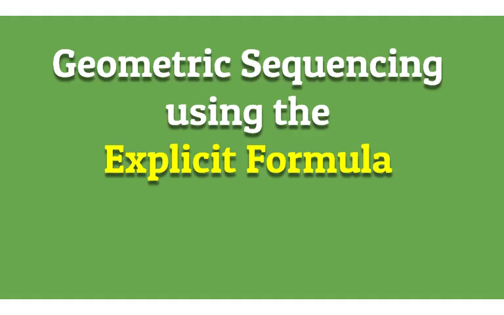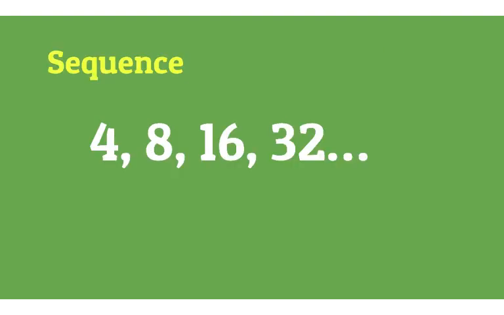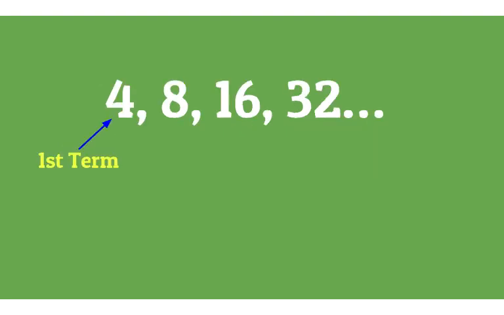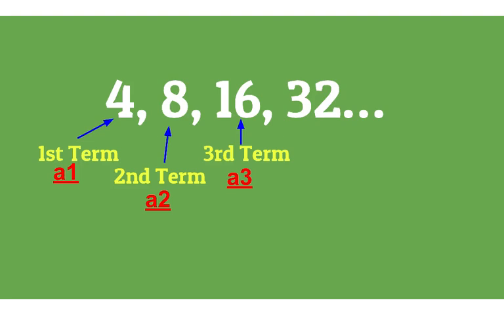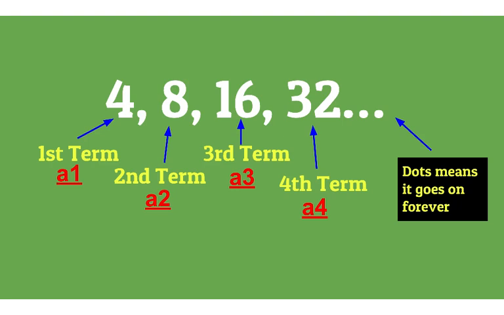This video is about geometric sequencing using the explicit formula. A sequence is just a list of numbers separated by commas, also called terms. So each number would be a term. For example, 4 would be the first term, or we could also call it A1. And then there's 8, which would be the second term, or A2. 16 is the third term, or A3, and 32 is the fourth term, or A4. And the dots just mean that this pattern goes on forever.